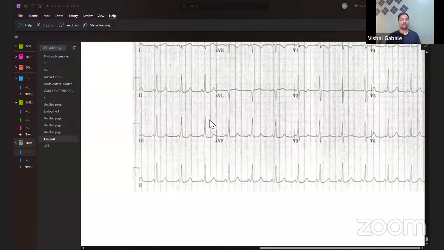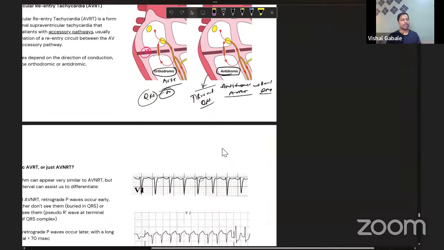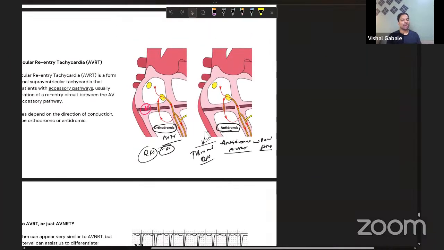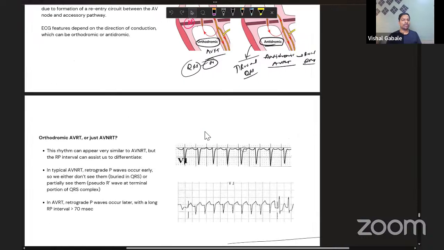So that's about the AVRT. As you can see in AVRT, there is an accessory pathway. If the signals are first traveling through the accessory pathway, that will be called antidromic AVRT. If it's not going first through the accessory pathway but through the traditional pathway, that will be called orthodromic AVRT. Got it? That's about antidromic and orthodromic AVRT.